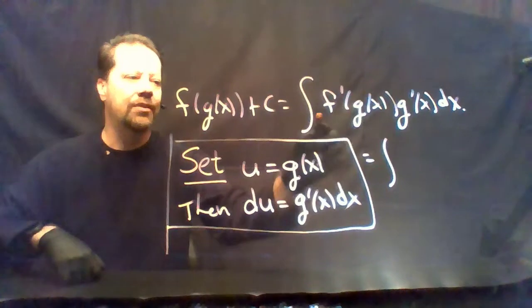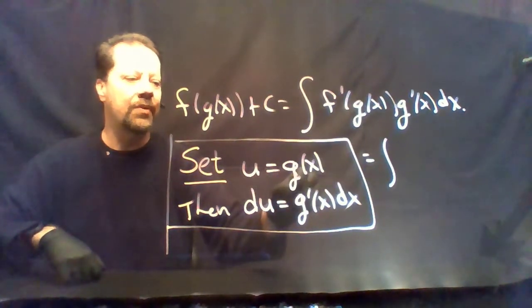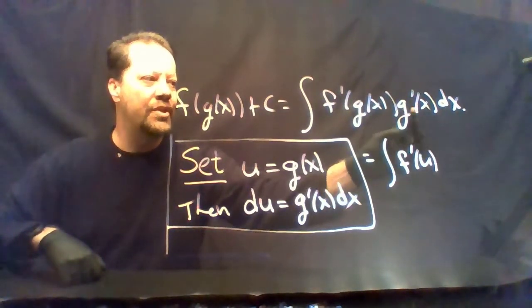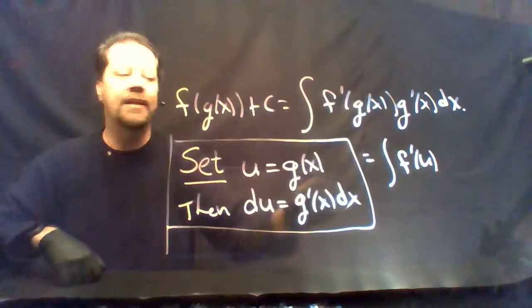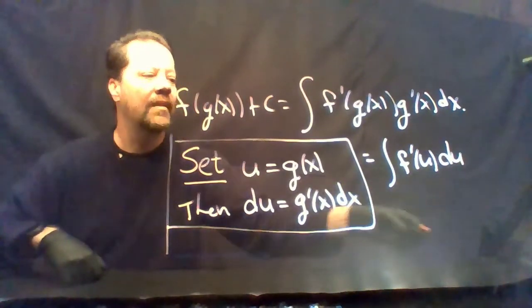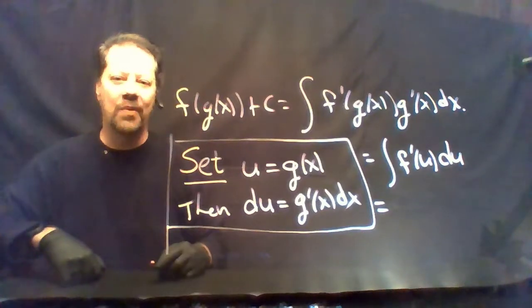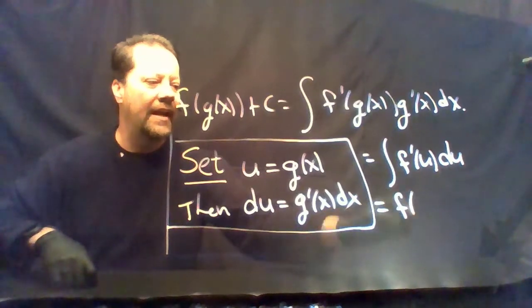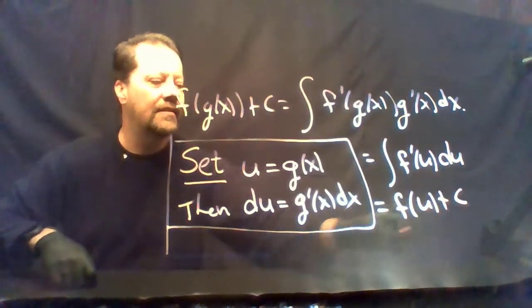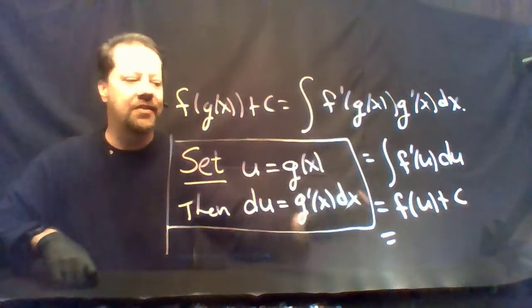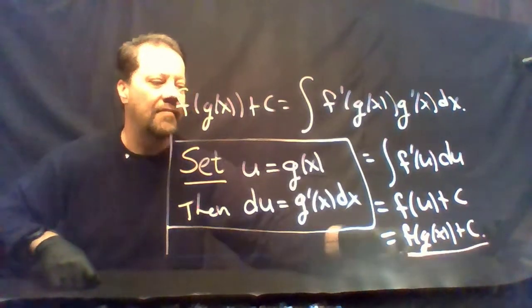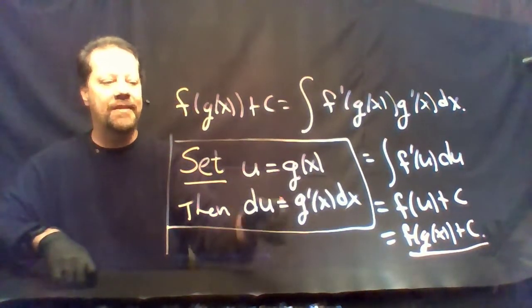The original integral transforms as follows. U is going to replace g of x, so we're going to have f prime of u. G prime of x dx is replaced by du. Now we know that the integral of the derivative cancels out, so this is going to be f of u plus a constant, and we already know that u is g of x, so this is f of g of x plus c. This shows how this method works. Let's try this out.